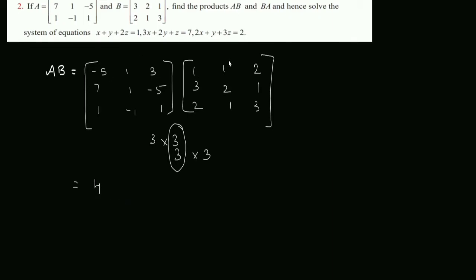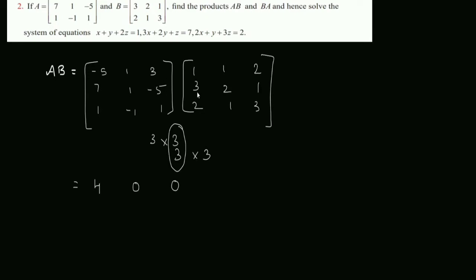First row and second column. Minus 5 plus 2 plus 3. So that is minus 5 plus 5. That is equal to 0. Next, first row and third column. So what do you get? Minus 5 into 2. Minus 10 plus 1 plus 9. That is equal to 0. Minus 10 plus 10.